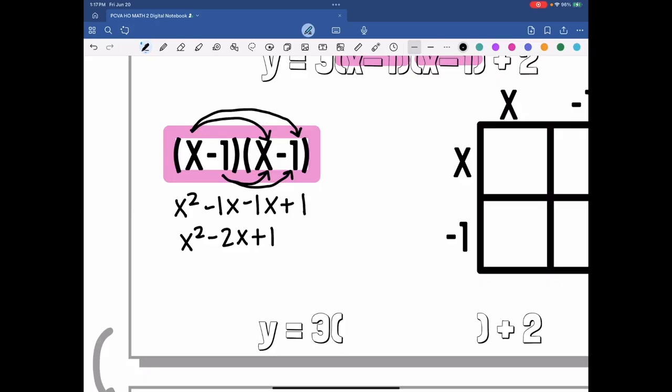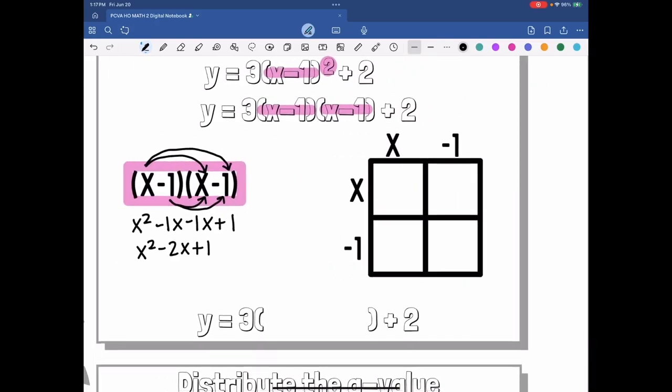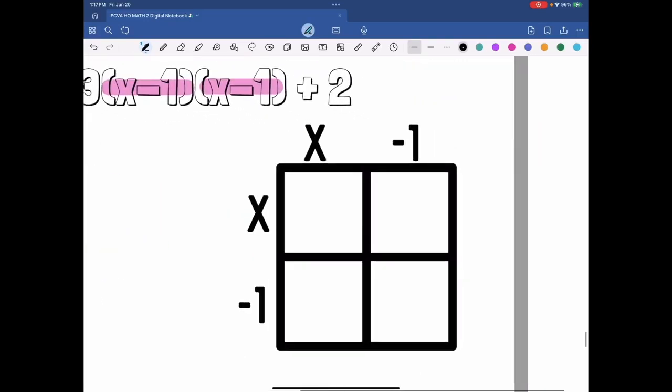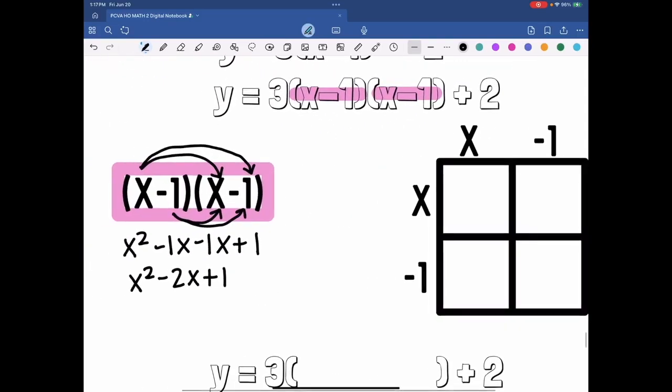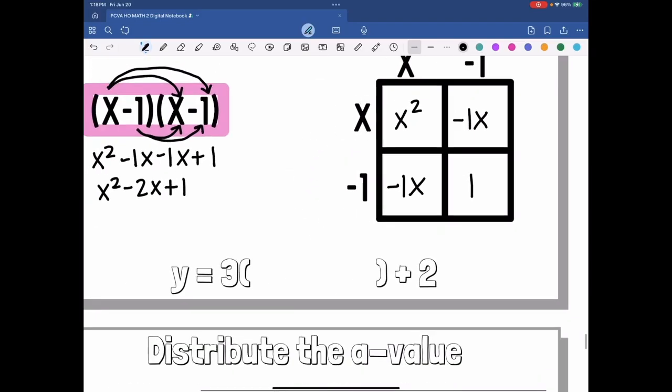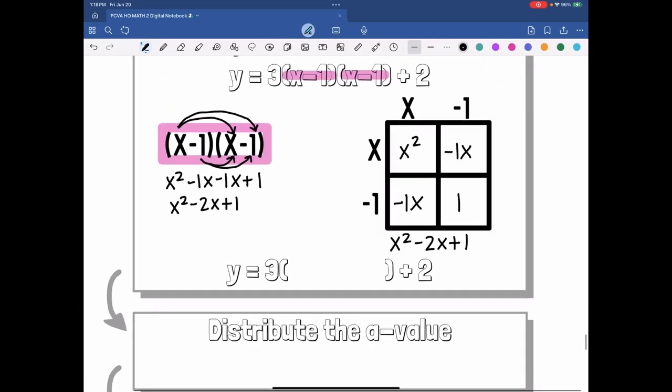Now, I particularly like the box method because it helps students multiply everything out, especially when you get bigger polynomials, because you can't use FOIL unless it's a binomial, which is two terms. So x times x is x squared. X times negative 1 is negative 1x. Negative 1 times x is negative 1x. And negative 1 times negative 1 is positive 1. Of course, you would combine like terms. That still gives me the same thing. So both are ways to multiply, just whichever one you prefer.